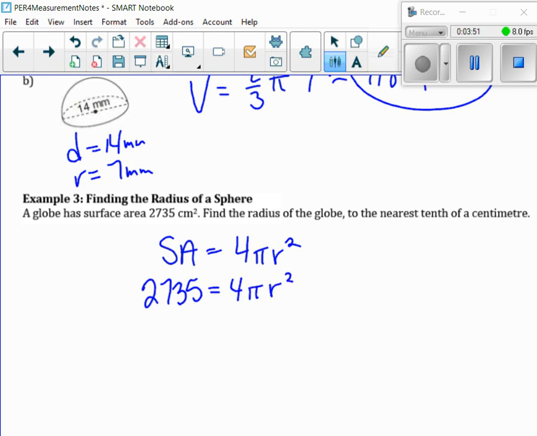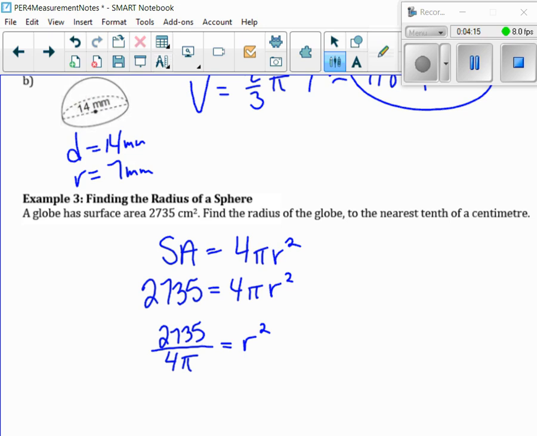Remember, we're not rounding till the final answer. So does everybody see I'm going to have to divide? Yes? So it's going to be 2735 divided by 4 pi. You might want to use your fraction key to do this. Otherwise, you're going to have to do brackets for dividing the entire bottom.